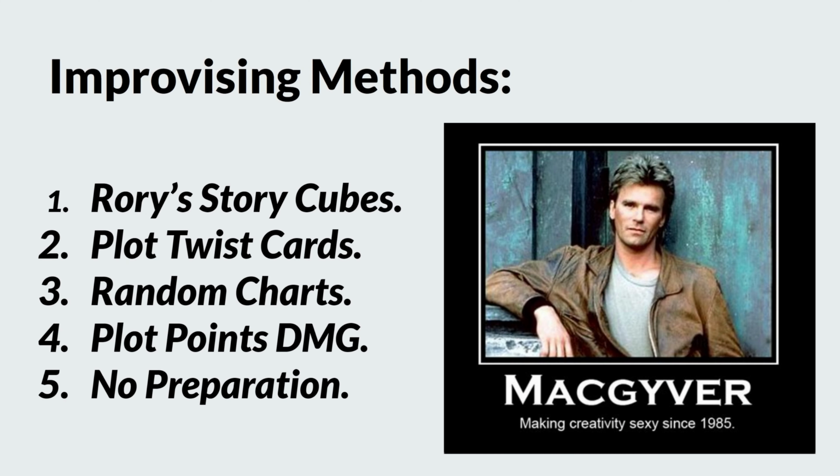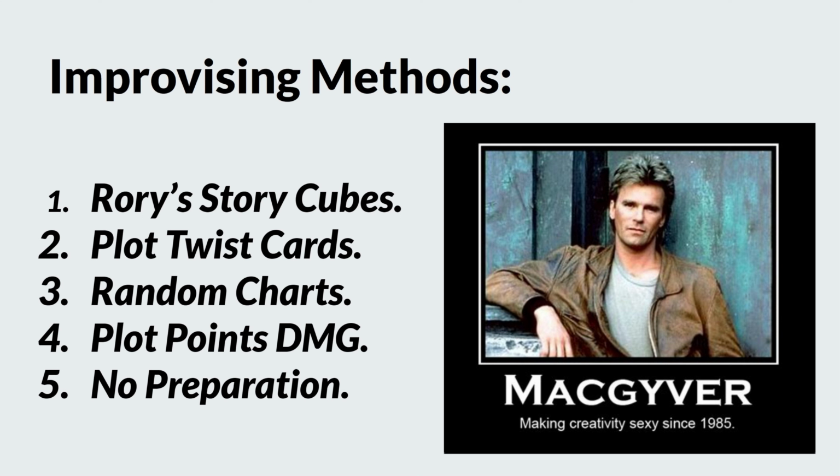Okay, let's talk about the improvising methods that I want to discuss today specifically. And the ones I'm picking are the ones that I'm familiar with. And the first one is Rory's story cubes. Rory's story cubes have been around a long time. These are basically just dice. Plot twist cards are exactly what they sound like. They are cards that have a twist to them, and they're used to affect the story in some way.